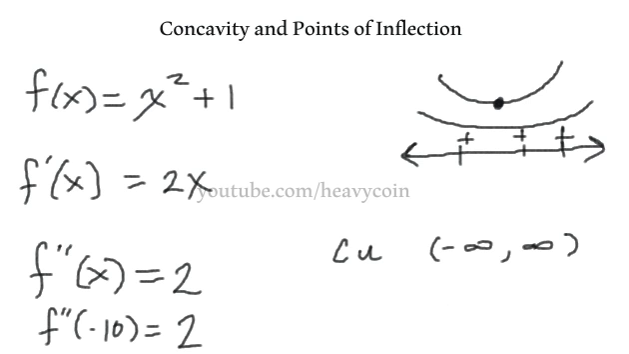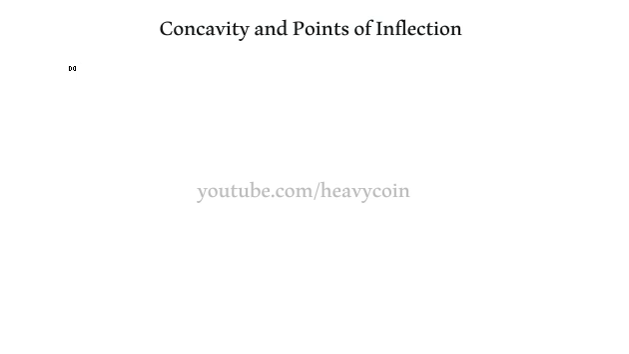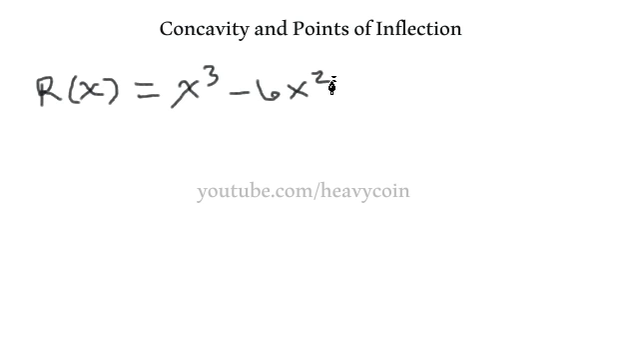Okay, well, let's look at another one. In this one that I'm about to write up, we'll call the function r. So this is going to have all kinds of stuff. We've got x cubed minus 6x squared plus 12x.